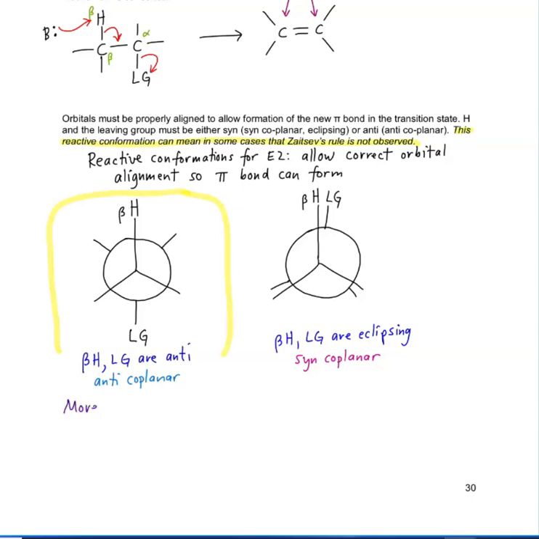So it's more likely for this to be the observed reactive conformation, and that's simply because more molecules at any given point in time are going to be in the staggered conformation than will be in a higher energy eclipsed conformation.